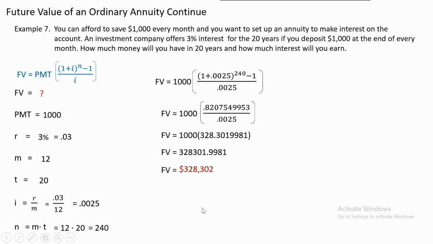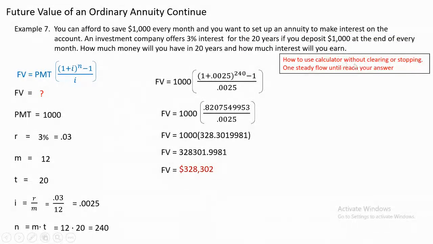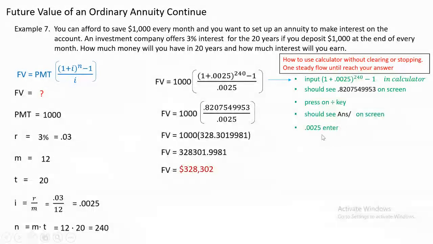Okay, now let's do this. So how to use the calculator without clearing or stopping until you reach your answer. So again, you input here the numerator, parentheses 1 plus 0.0025, divided by. Then you're going to enter 0.0025. Then you should see this on your screen, the number in black.